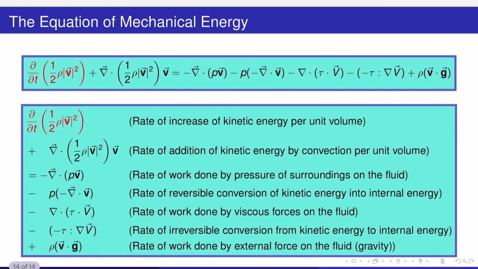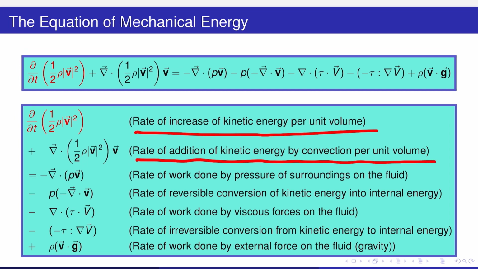So now what is that? The first term, dou t of half rho mod of v square, is the rate of increase of kinetic energy per unit volume. The second term is the rate of addition of kinetic energy by convection per unit volume. Then this term is the rate of work done by pressure of the surroundings on the fluid. Then this term is the rate of reversible conversion of kinetic energy into internal energy. Then this term is the rate of work done by viscous force on the fluid. And this term is the rate of irreversible conversion from kinetic energy to internal energy.